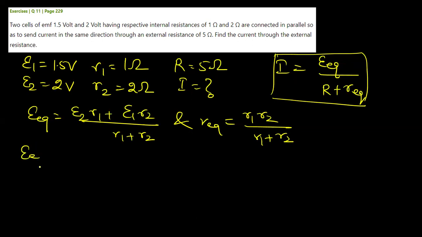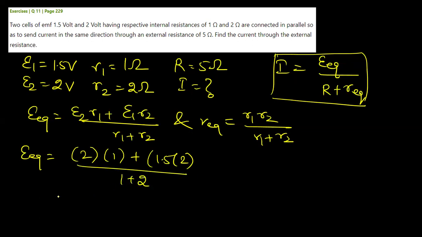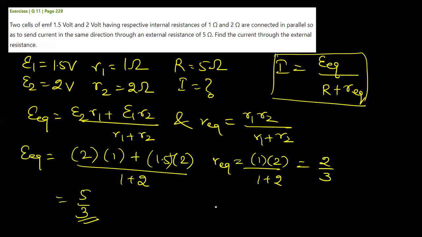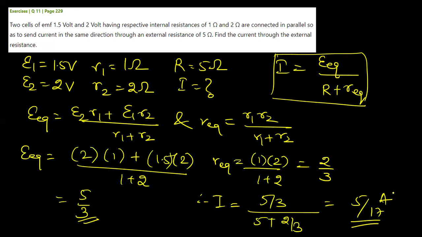So E equivalent will be equal to (2 into 1 + 1.5 into 2) upon (1 + 2). So this will be 3 plus 2, that is 5 by 3. This will be E equivalent. R equivalent will be equal to 1 into 2 upon 1 plus 2, so that will be equal to 2 upon 3. So current will be equal to 5 upon 3 divided by (5 + 2 upon 3). So when you solve this, you get the answer as 5 by 17 ampere. The answer is 5 by 17.